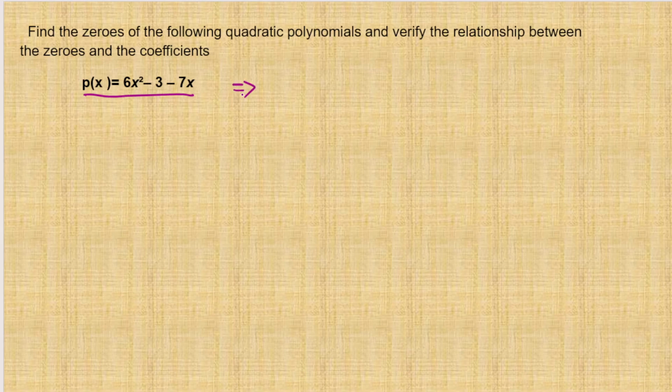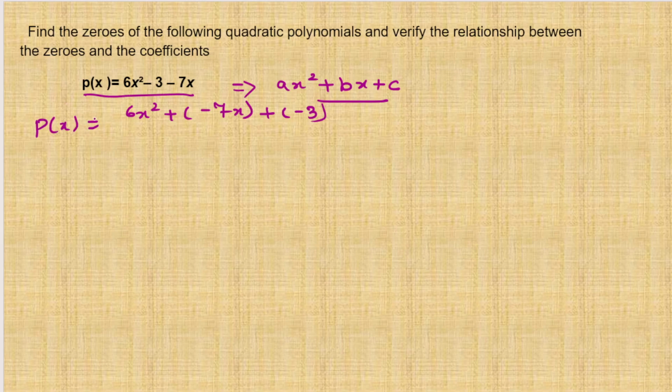We will rewrite this in the form of ax square plus bx plus c because it is the general form of your quadratic polynomial. So it will become 6x square minus 7x minus 3. Okay, so this is your given polynomial in the form of the general expression. Now we have to find the zeros of your polynomial and then verify the relationship between them.